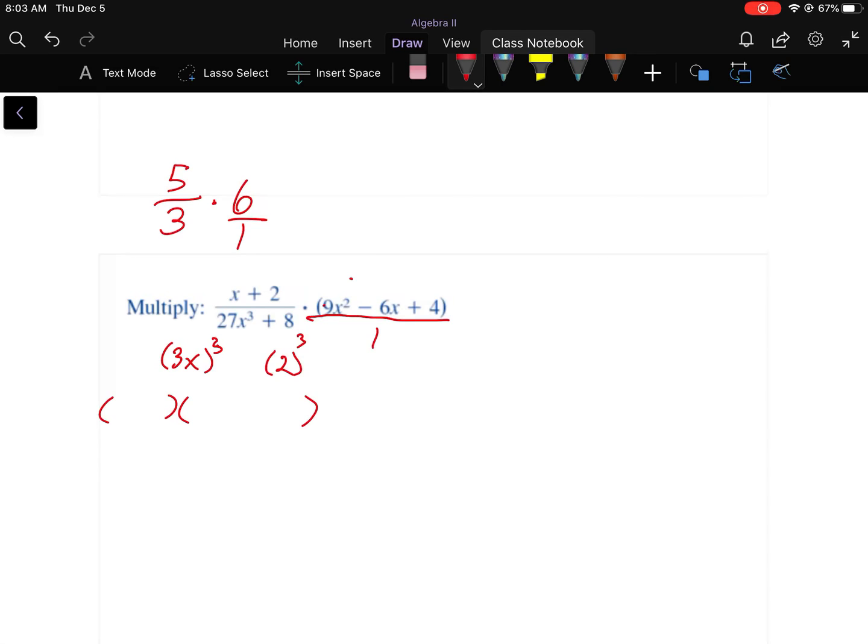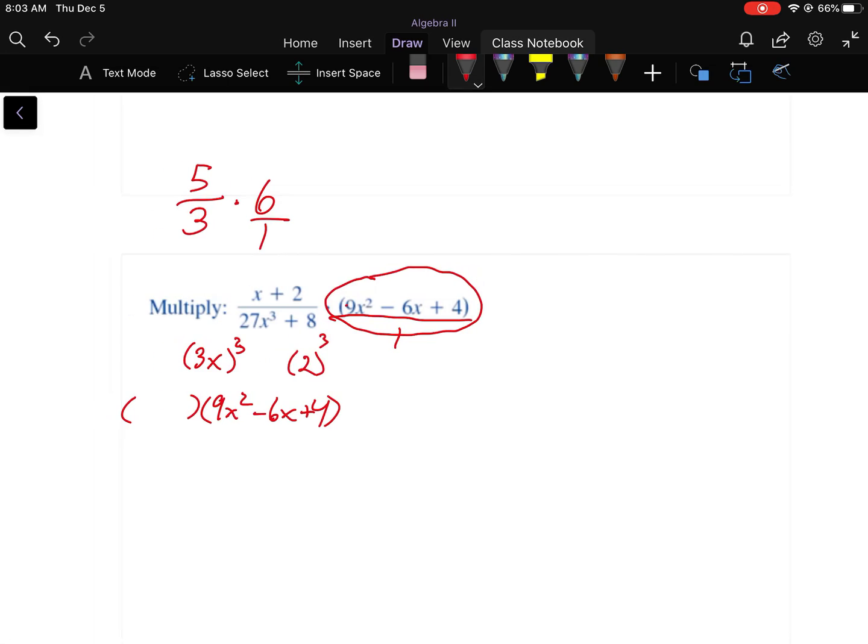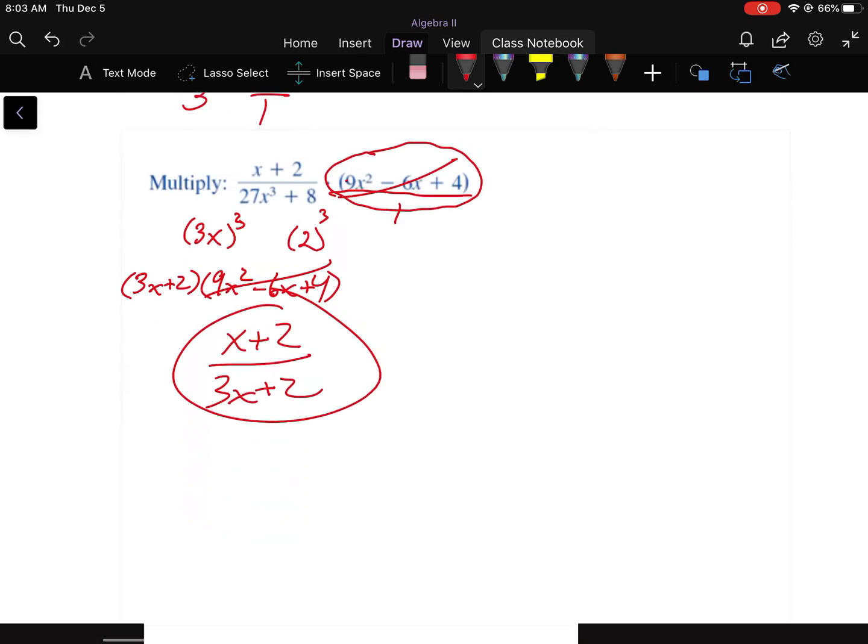So since this is 9x squared minus 6x plus 4, I'm going to guess that that's probably 9x squared minus 6x plus 4 as well. And it is, because 3x to the second power is 9x squared, 2 squared is 4, and 3x times 2 is 6x. So this leaves me with 3x plus 2. Cancel those out, and I'm left with x plus 2 over 3x plus 2. There you go.